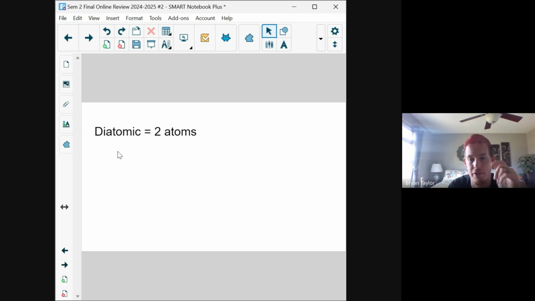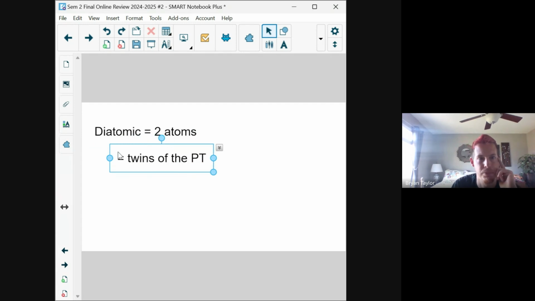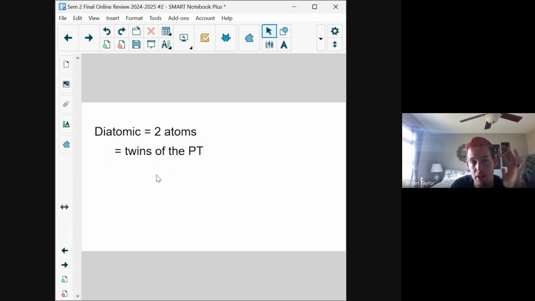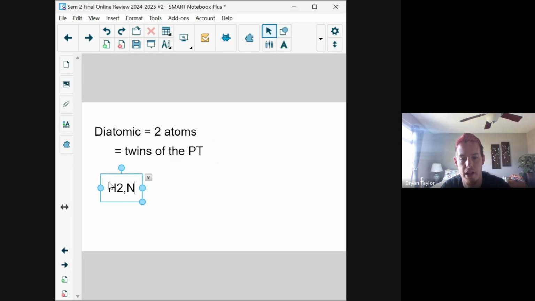Di means 2, so it means 2 atoms. So essentially, these are the twins of the periodic table. These elements are connected together, okay? And they are H2, N2, O2, F2, Cl2, Br2, and I2.